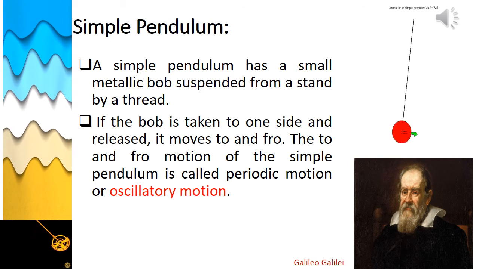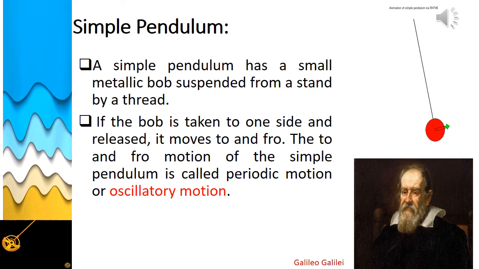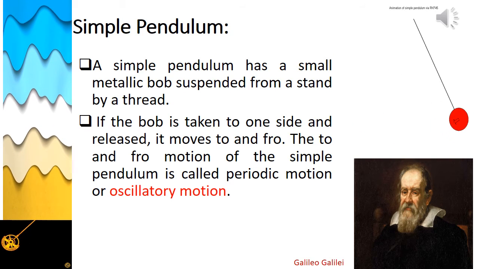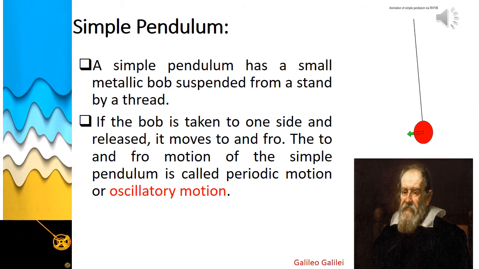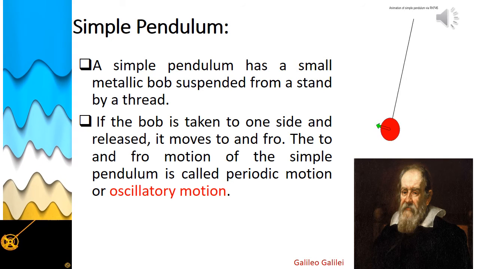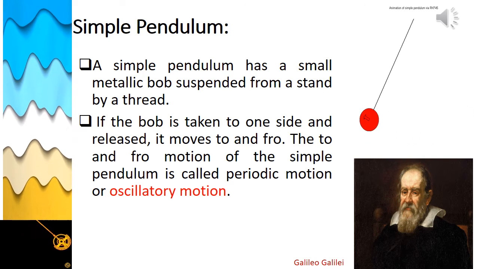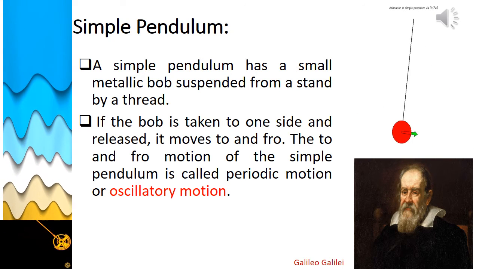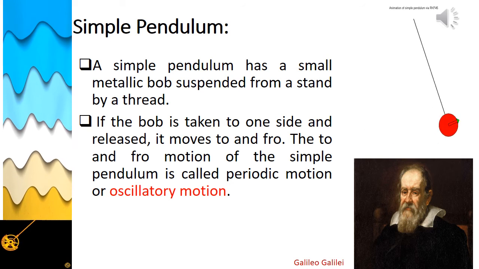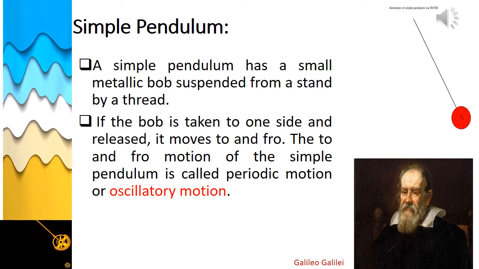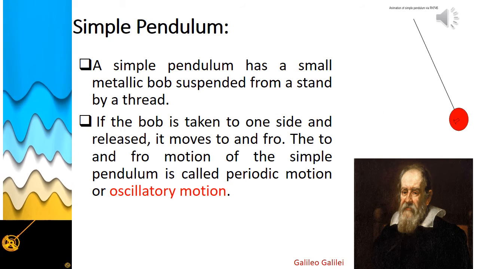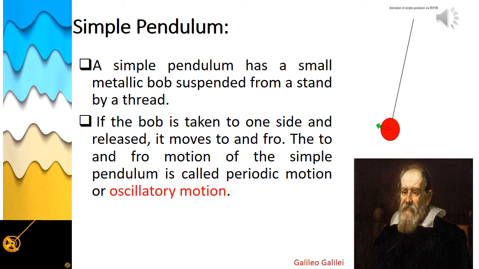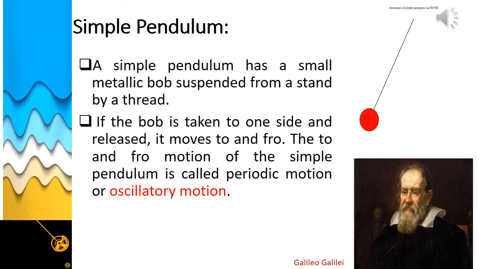On careful observation, he found that while the oscillations of the chandelier gradually slowed down, the time taken by one oscillation still remained the same. In other words, a pendulum of a given length always takes the same time to complete one oscillation. This observation led to the development of pendulum clocks.